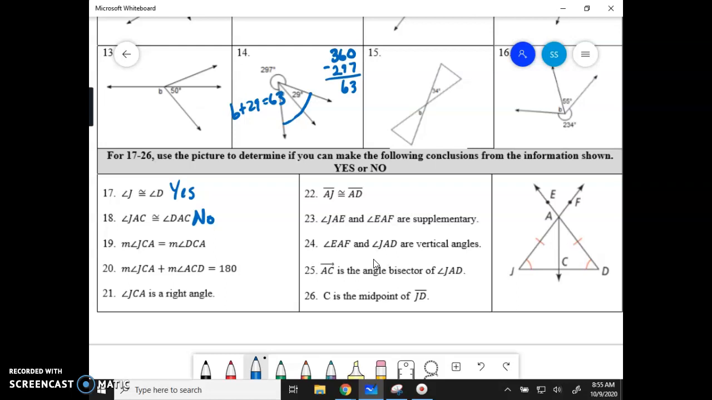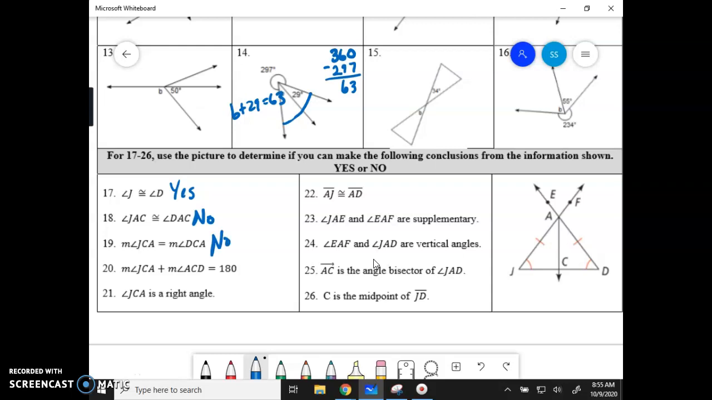All right, number 19, the measure of JCA and measure of DCA. So again, we're talking about these angles here that certainly look like right angles. However, we don't have that box here, so no, we cannot draw that conclusion. Remember, we cannot assume right angles, so no.